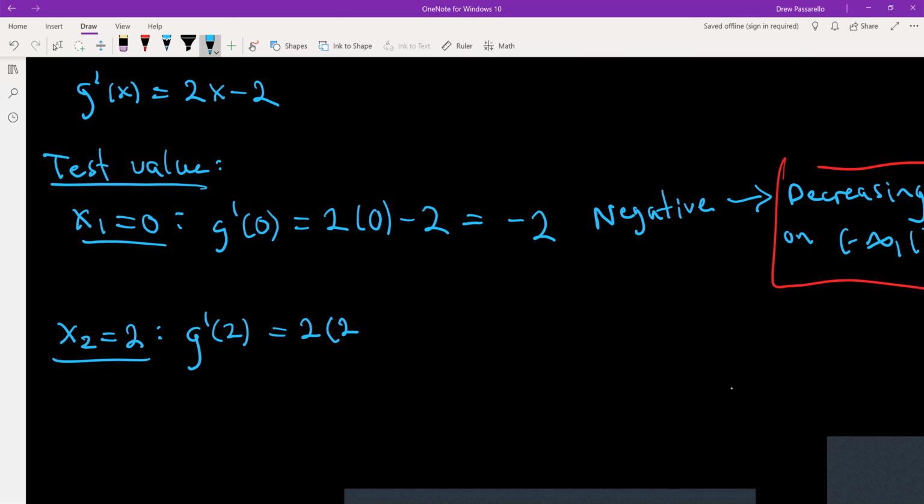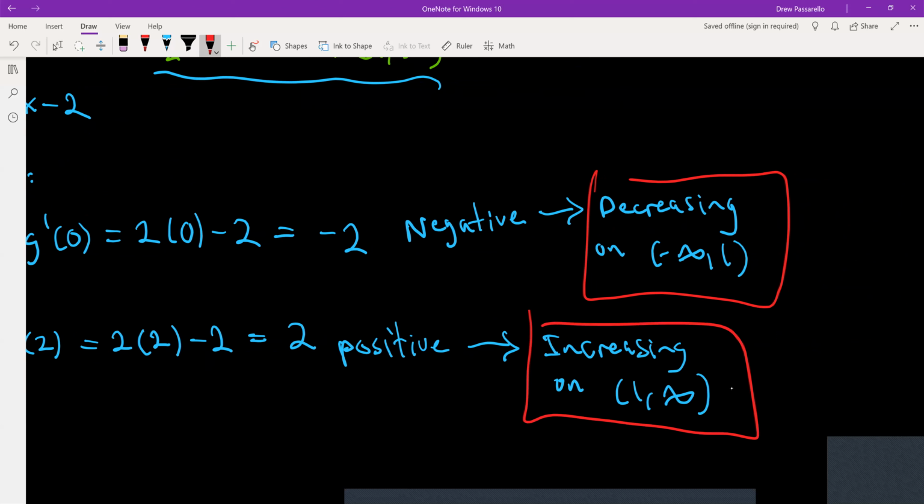And since it's positive, that was using the first derivative, so g prime of x is greater than 0. And when the first derivative is positive, that means the function is increasing. And it's increasing on the interval 1 to infinity, because that's where we picked our test value from. All right, that is the answer. We've determined the intervals of increasing and decreasing.